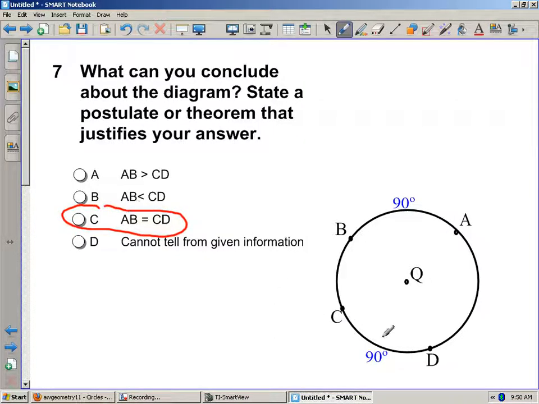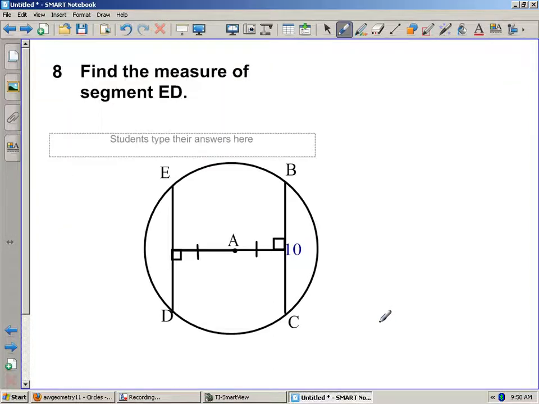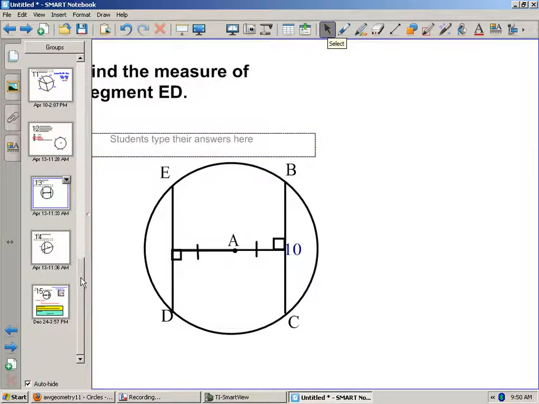So then we have, I think this is one last example. Oh, two examples to go. Sorry, I thought it was the last one. But we need to find the measure of ED, find the length of this side.